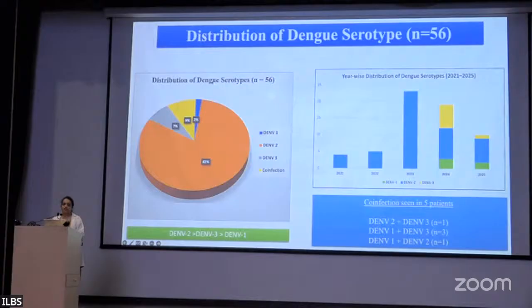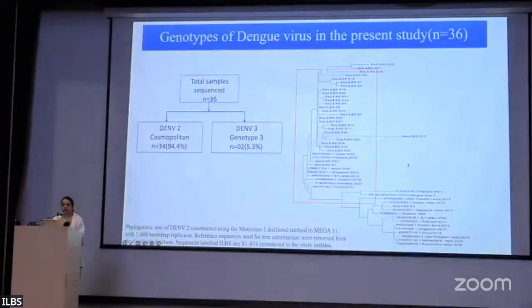Now coming on to the distribution of dengue serotypes in our 56 samples, with the predominance of dengue 2 serotype followed by dengue 3 and dengue 1. When we talk about the year-wise circulation of the dengue serotypes from year 2021 to 2025, from 2021 to 2023, dengue 2 was a predominant serotype in circulation, unlike in year 24 and 25, where few co-infected serotypes are also seen.